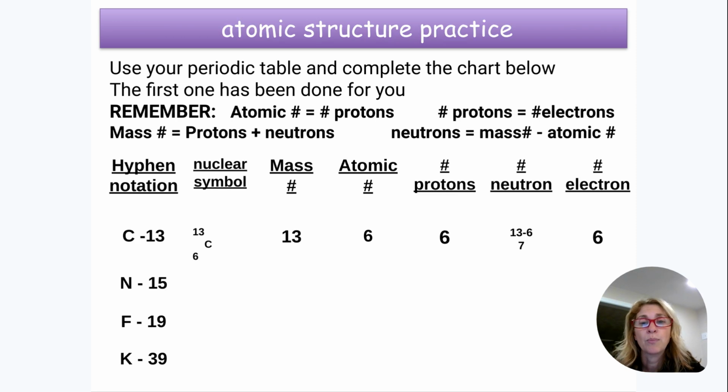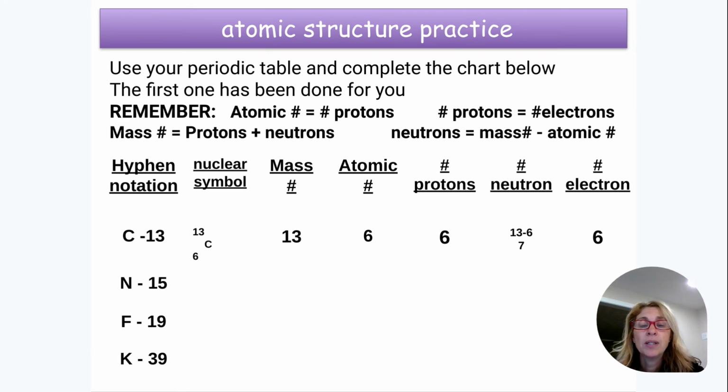Okay, your turn to try some practice. Again, I'm going to have you pause the video. Find nitrogen, fluorine, and potassium on the periodic table. I've given you the hyphen notation. Remember, in the hyphen notation, I've given you the element symbol followed by the mass number. For carbon 13, the 13 is the mass number. The mass number is not on the periodic table. It is the mass of that single atom by adding its protons and neutrons together.